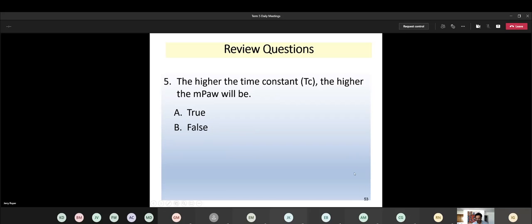True or false? Well, I think you could look at this and ask yourself, what does mean airway pressure do? And then you think about, well, what is a time constant?